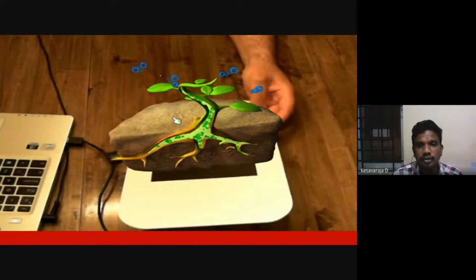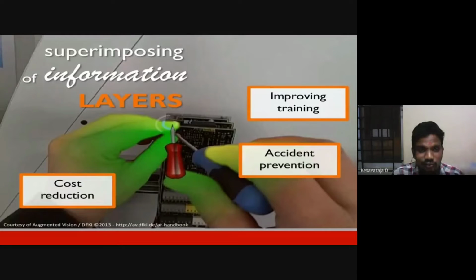For example, in the agricultural domain, there is also a 3D pictorial representation which gives the entire information about the book or about the contents. The superimposed information is provided on the hardware. For example, if you are servicing a motherboard, each and every IC and each and every sensor, because day by day the size of ICs and sensors has been reduced a lot, in that situation you can extract the information from the board. It's very typical. But the current augmented reality domain improves training and also provides accident prevention and cost reduction.